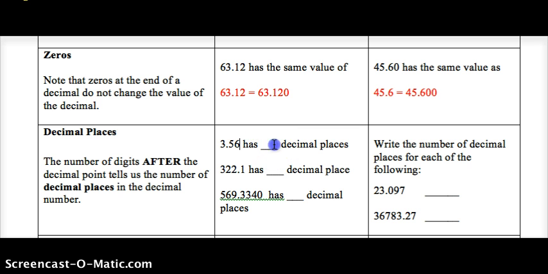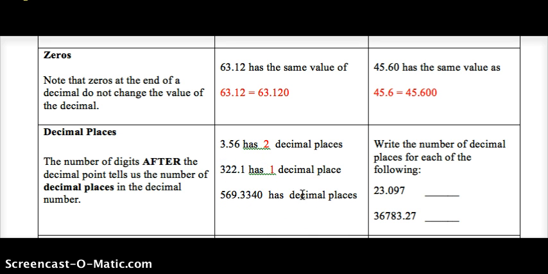So this is why the number 3.56 will have 2 decimal places, because it's got 2 digits after the decimal point. The bit after the decimal point is the decimal part of the number, and of course the bit before the decimal point is the whole part. Looking at the next question, we've got 322 as the whole number part, then our decimal point, and 1 is the decimal part. So it only has 1 decimal place because there's 1 number after the point.